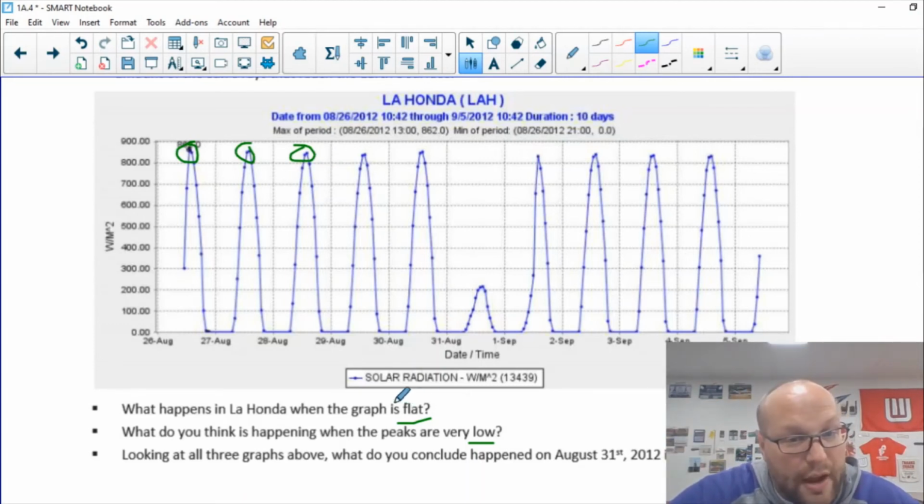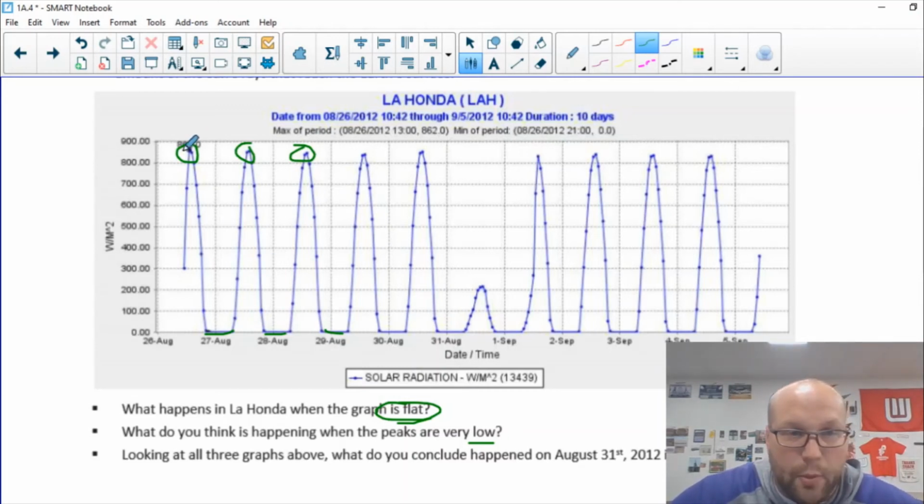What happens when the graph is flat? Well, as I look, the only flat spots are down at the bottom, at 0. So what's going on there? There's no radiation, no change in radiation. That's nighttime. There's no sun coming. That's what we would expect for those things occurring.